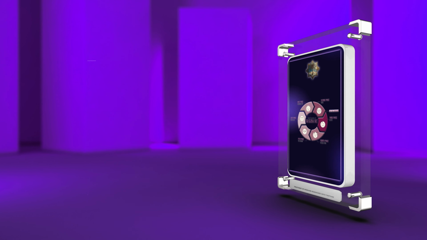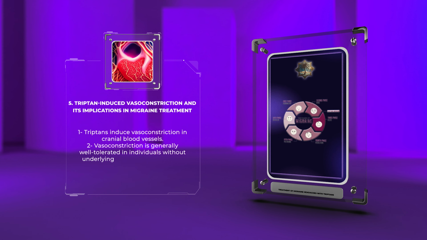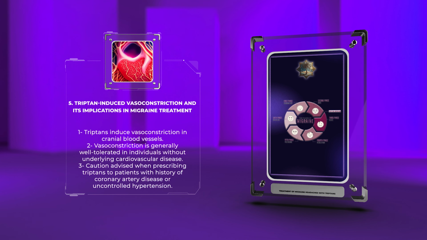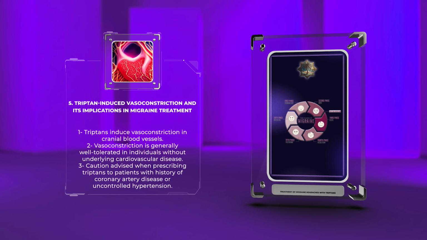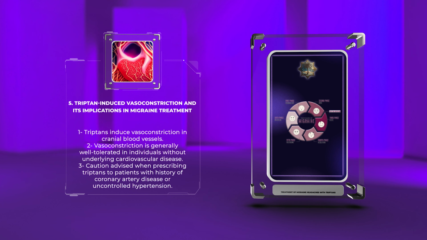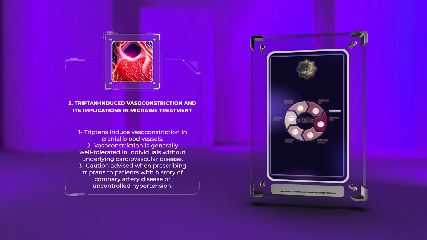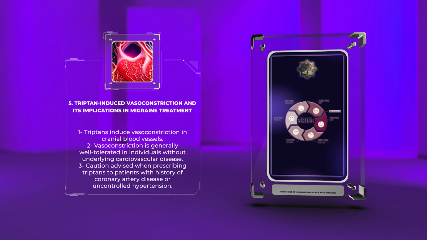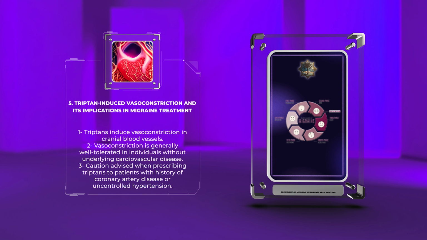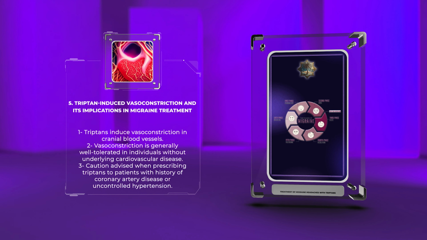Triptans' ability to induce vasoconstriction in cranial blood vessels has been a subject of extensive research. While vasoconstriction is desirable for relieving migraine symptoms, concerns have been raised regarding potential cardiovascular risks. Studies have shown that triptan-induced vasoconstriction is generally well tolerated in individuals without underlying cardiovascular disease. However, caution should be exercised when prescribing triptans to patients with a history of coronary artery disease or uncontrolled hypertension.